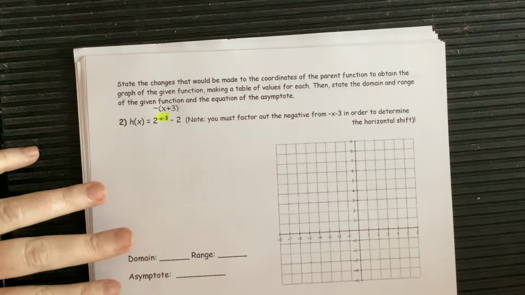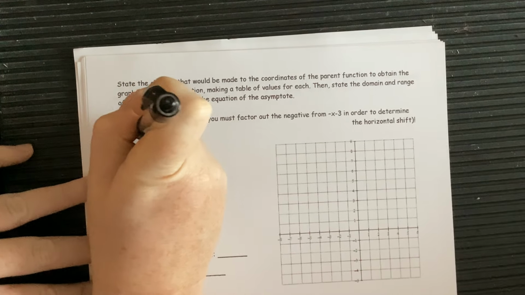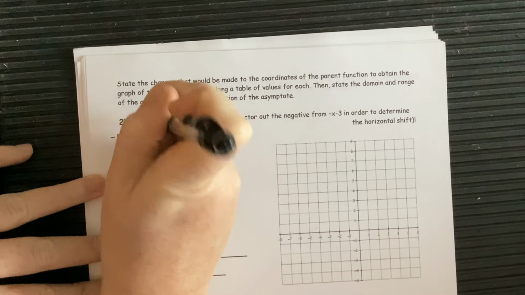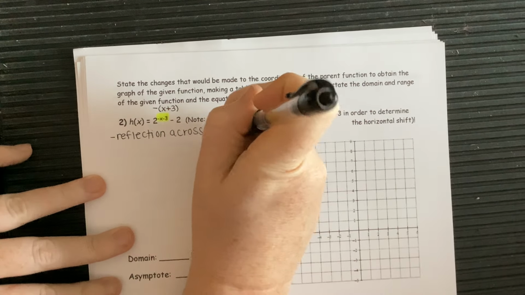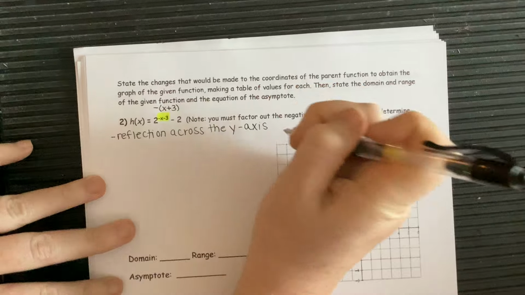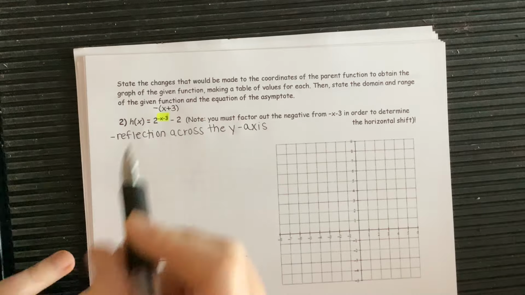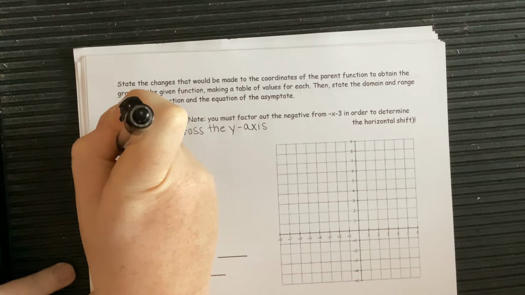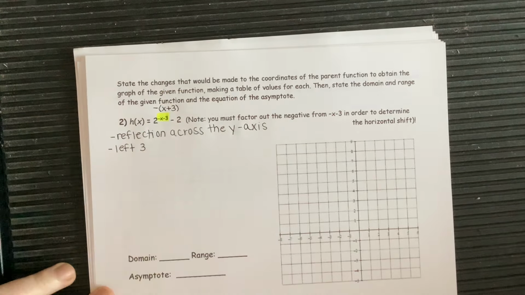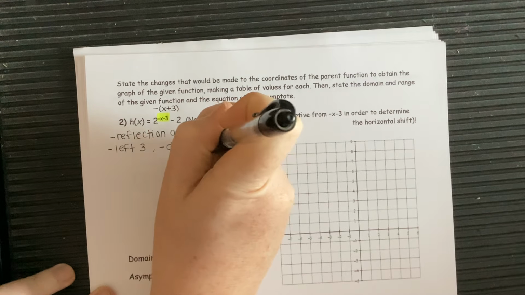So let's go through and let's name what our transformations are. So this negative is going to be a reflection. But because it's up with the X, this is going to be across the Y axis. All right, so that's going to be our first one. Once we factored out this negative, this became a plus 3. So this means that we are going to move left 3. And then finally, that minus 2 is going to move us down 2.